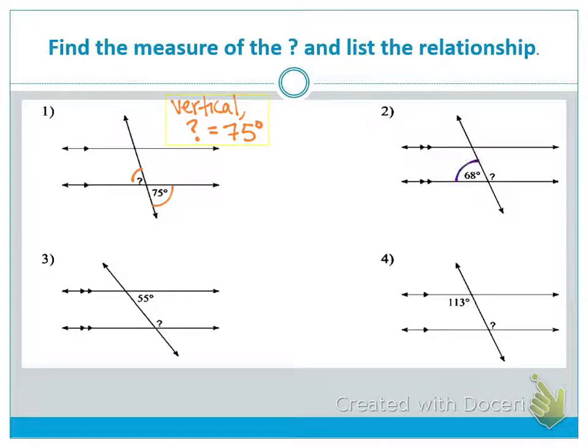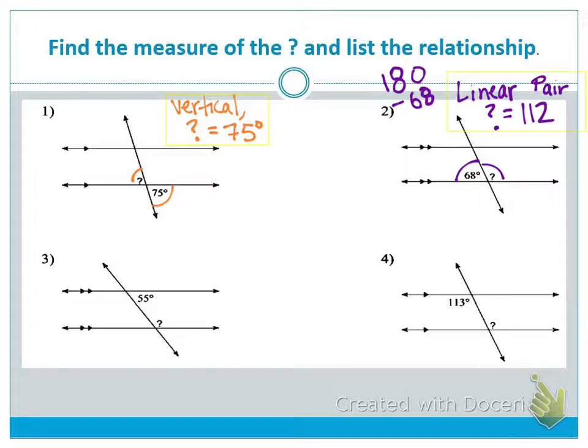Number 2, what relationship do these 2 angles have? They're a linear pair, which does mean that they are supplementary. So how can I find the measure of the question mark? Correct. So what is 180 minus 68? Correct. 112.